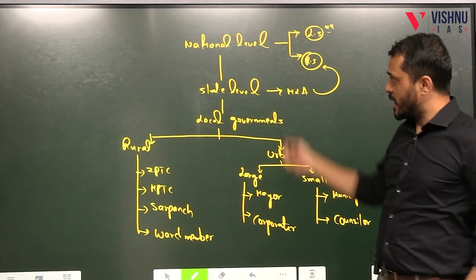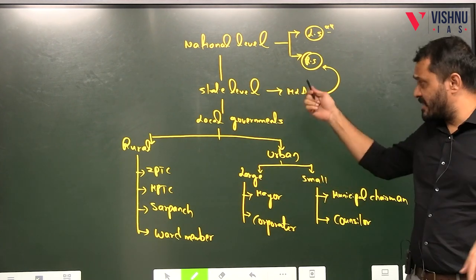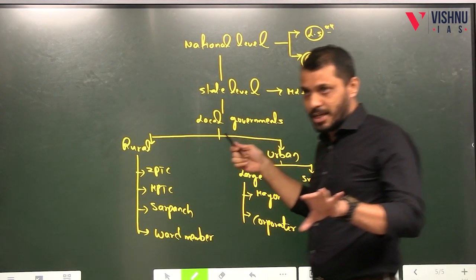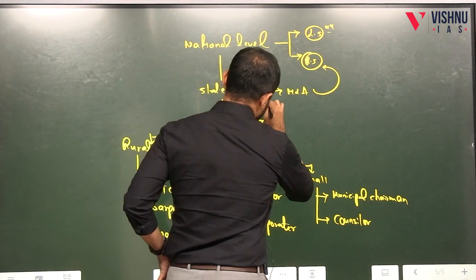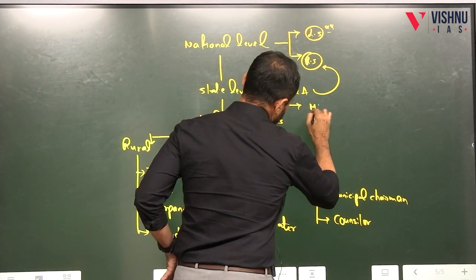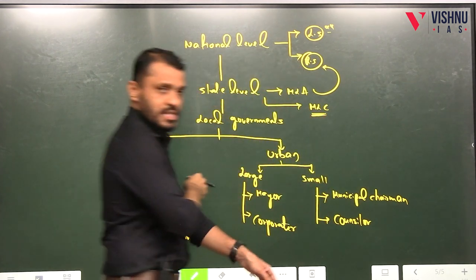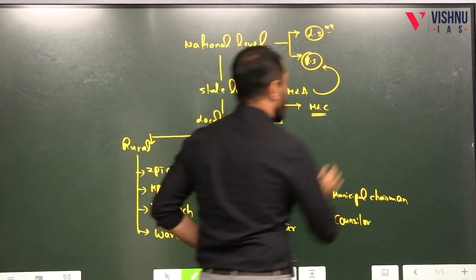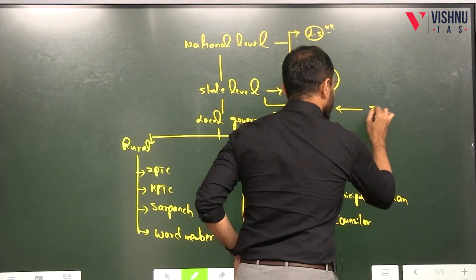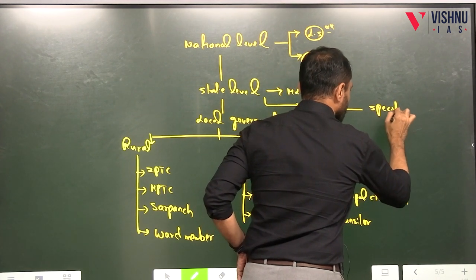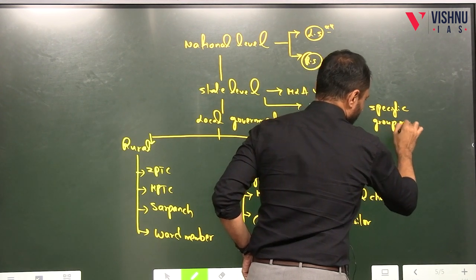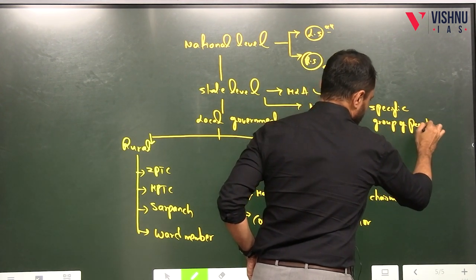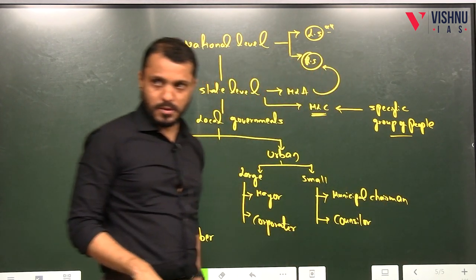Now, this is the idea. National level, state level. In state level, I told you sometimes MLCs also will be there. It depends on the states. How many states contain MLCs? Six. These MLCs are elected by a specific group of people. MLCs are elected by a specific group of people.